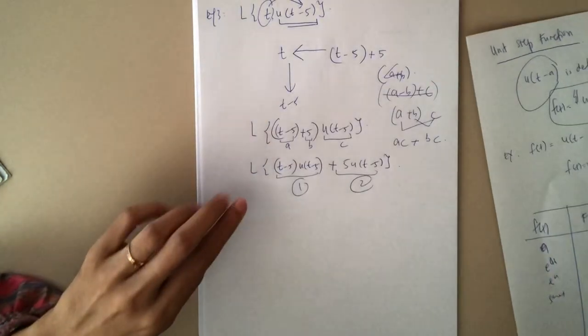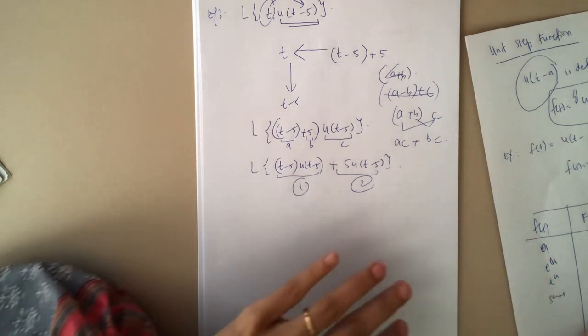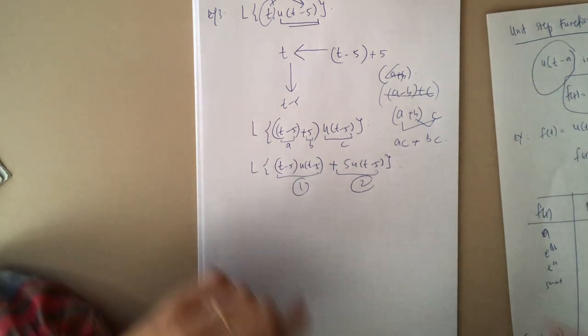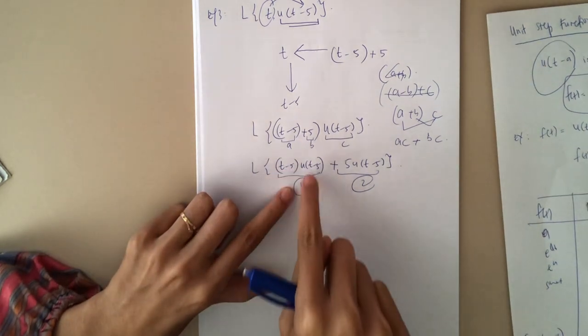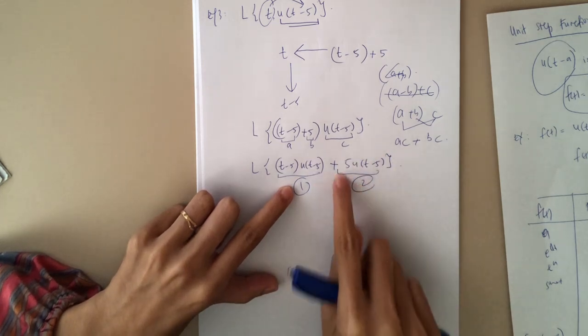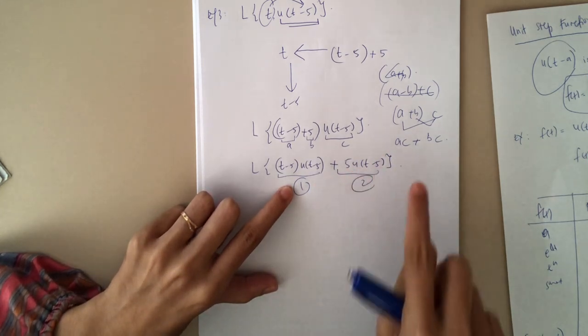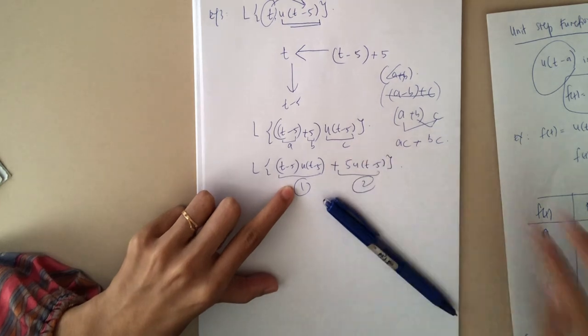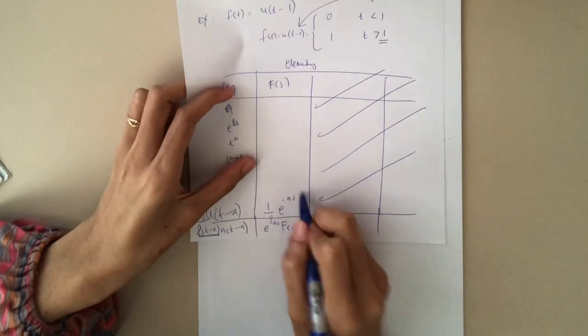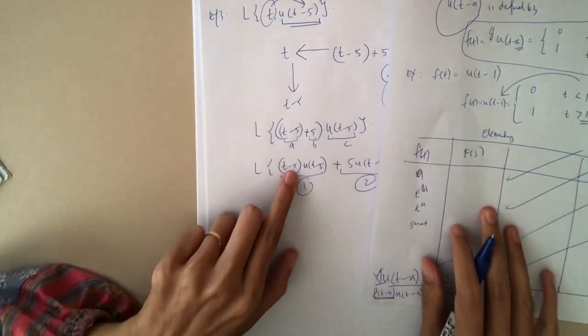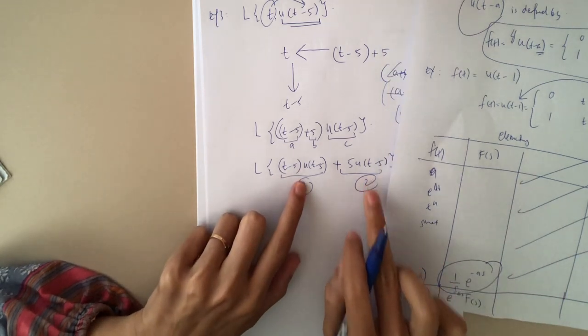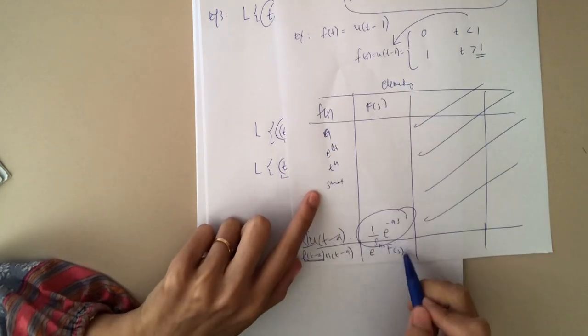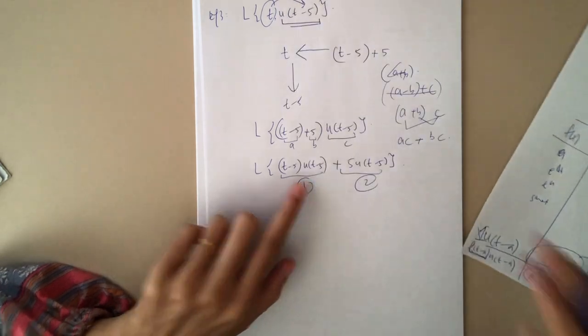So you can see that for this question, they have two of these functions. The first one is (t minus 5) u(t minus 5), and the second one is just a constant, 5 u(t minus 5). So this one is referring to this one. And the first one, you will refer to this one. I hope that you are clear on that.